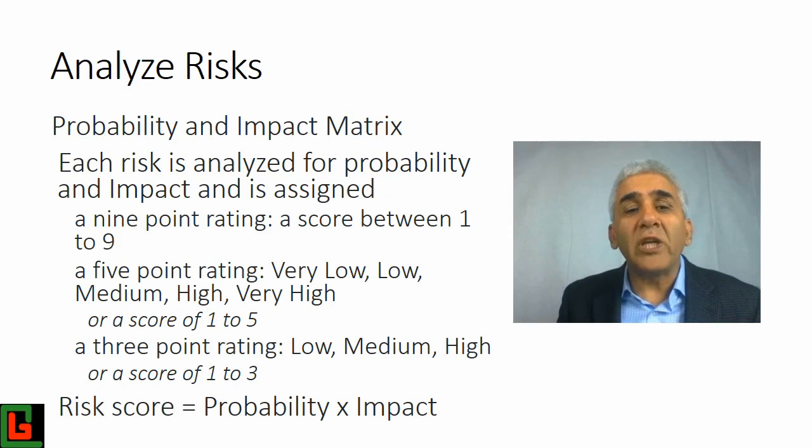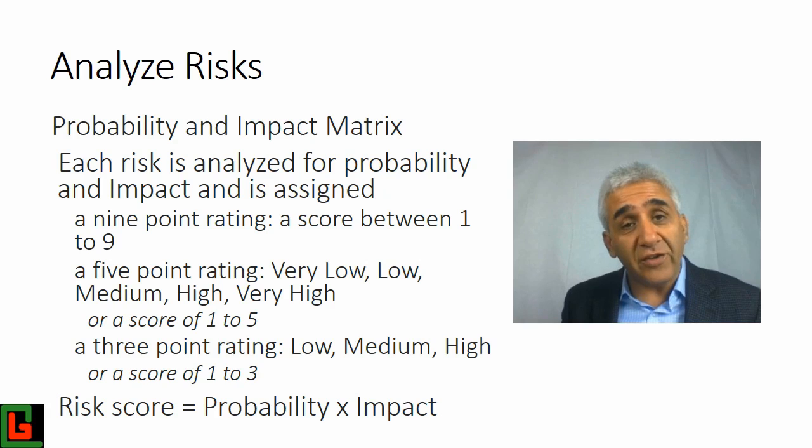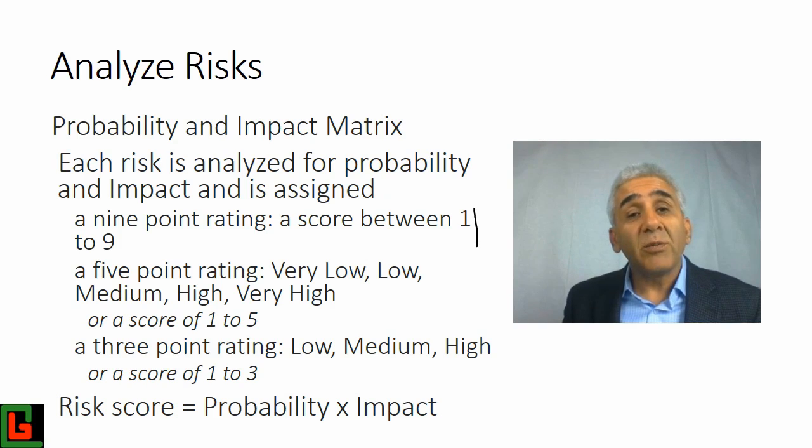So what do we do in the probability and impact matrix? We said there are two things. One is the probability of a thing happening, and second is the impact of that. There are various approaches used by organizations. Let's look at those. One way of doing that would be identifying each risk's probability and impact on the scale of 1 to 9.